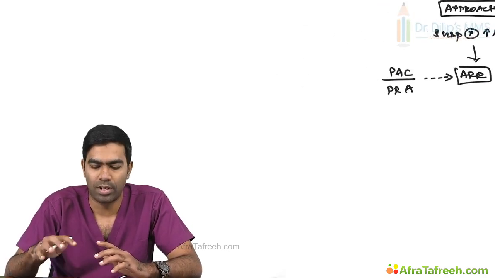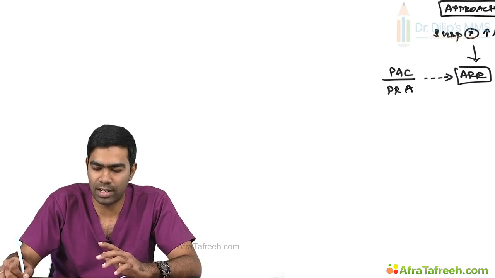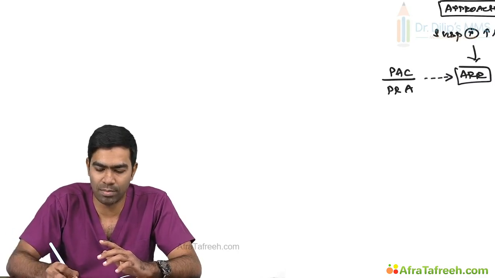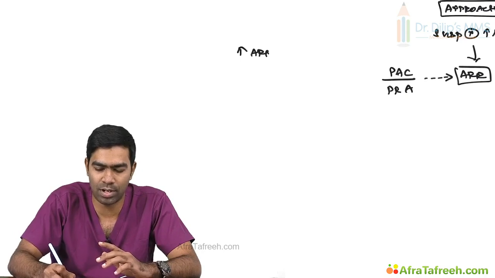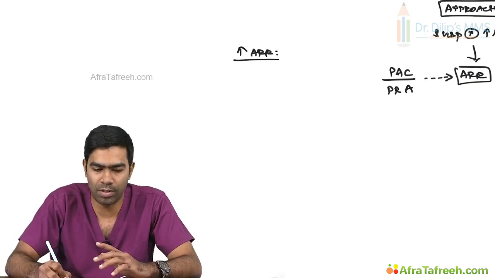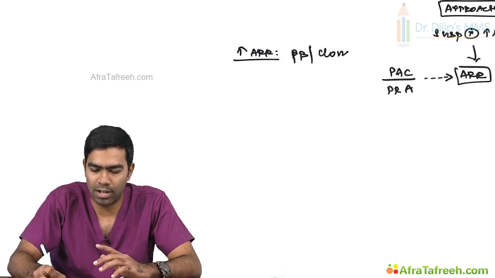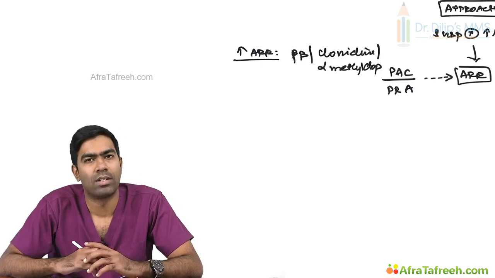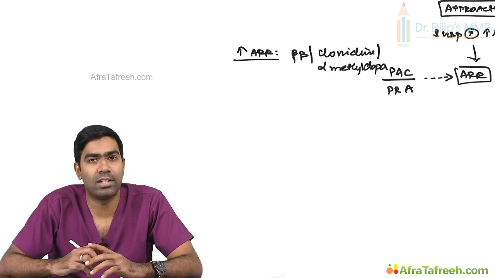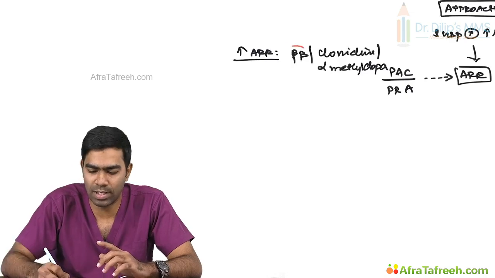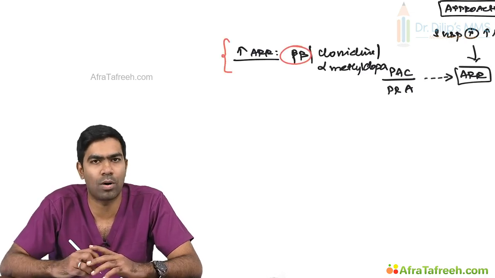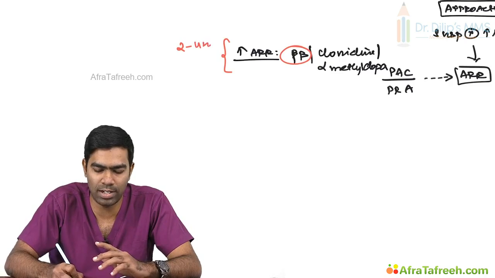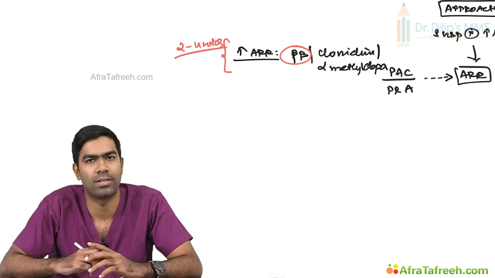Remember, there are some drugs that alter the aldosterone renin ratio, which means there are some drugs which can increase the aldosterone renin ratio. For example, beta blockers and central drugs like clonidine, alpha methyldopa, these drugs can increase the aldosterone renin ratio. Because of the same, especially beta blockers, which are very commonly used drugs, have to be stopped at least 2 to 4 weeks before the test.